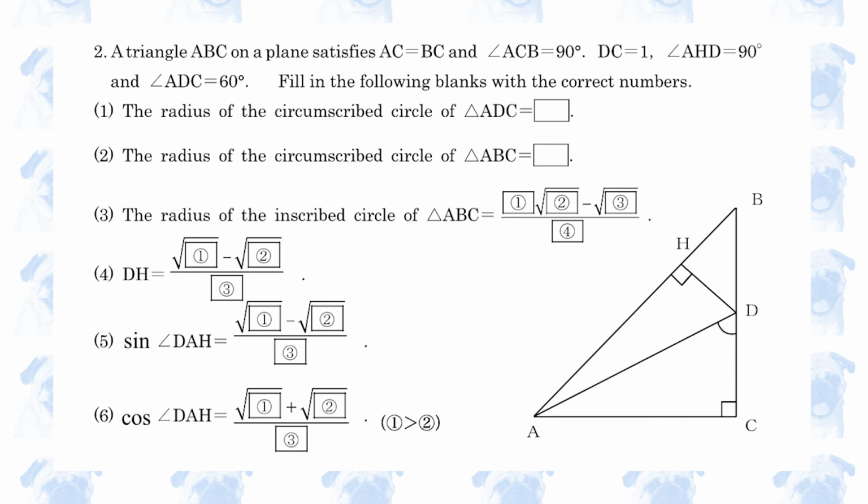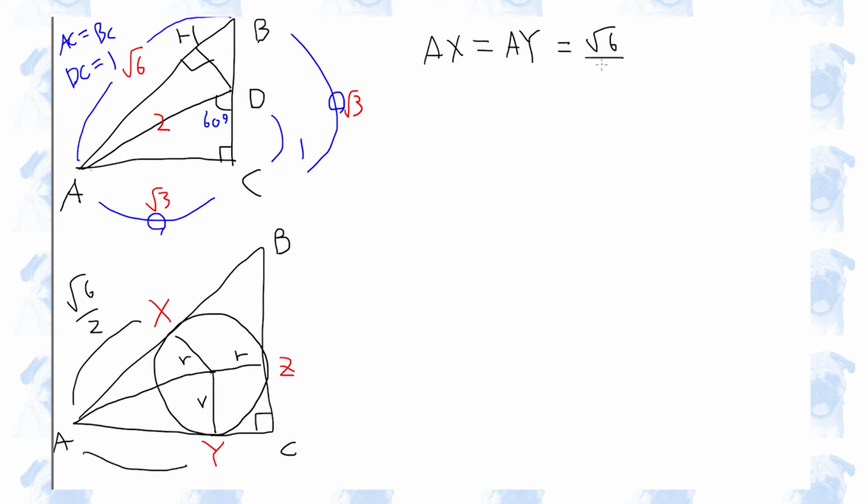In question 3, we need to find the radius of the inscribed circle of triangle ABC. So the inscribed circle of ABC is the circle that sits here inside the triangle. So let's call these points X, Y, and Z. And because AX and AY are tangents to this circle from a common point, we know that AX is AY. And from the previous question, we know that AX is 1/2 of root 6. So AY is also root 6 over 2.